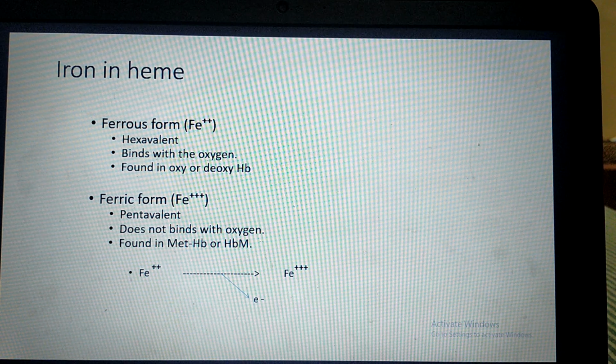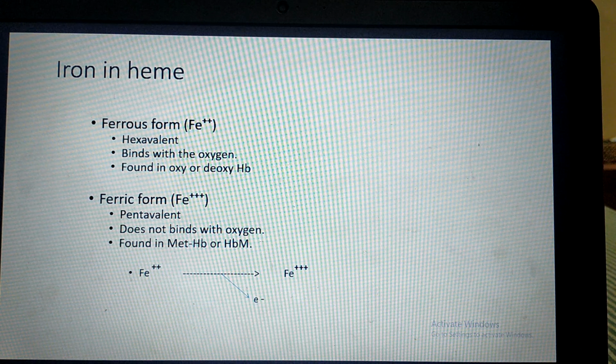In a heme, iron is present in 2 forms, ferrous form and ferric form. Ferrous form is hexavalent, whereas ferric form is pentavalent. That means ferrous form forms 6 bonds, whereas ferric form of iron forms 5 bonds. Ferrous form of iron binds with oxygen. Ferric form of iron does not bind with oxygen. Ferrous form of iron is found in oxyhemoglobin and deoxyhemoglobin, whereas ferric form of iron is found in methemoglobin and hemoglobin M. Methemoglobin and hemoglobin M are different.